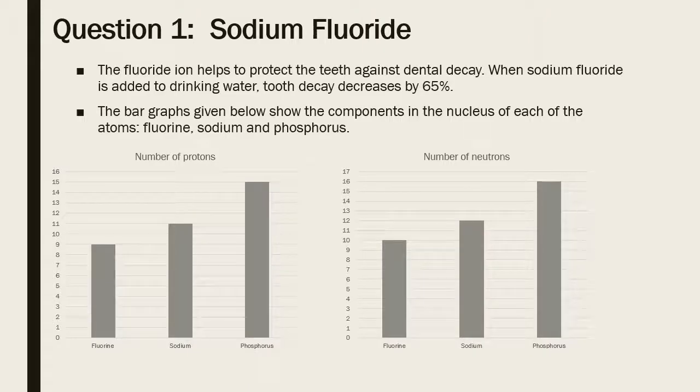Question 1. Sodium fluoride. The fluoride ion helps to protect the teeth against dental decay. When sodium fluoride is added to drinking water, tooth decay decreases by 65%. The bar graphs below show the components in the nucleus of each of the atoms: fluorine, sodium, and phosphorus.